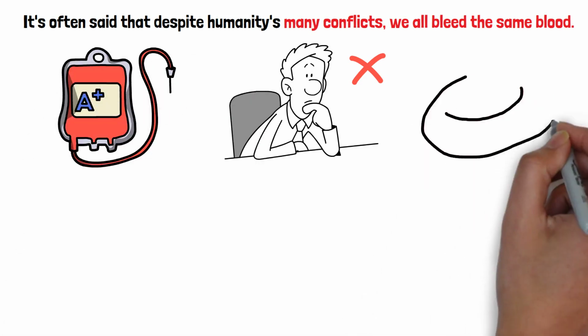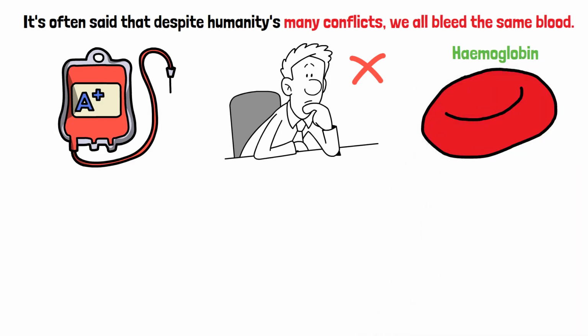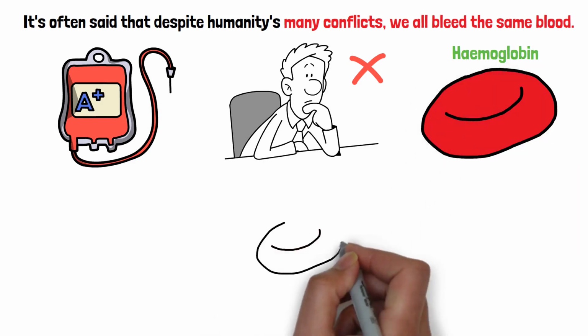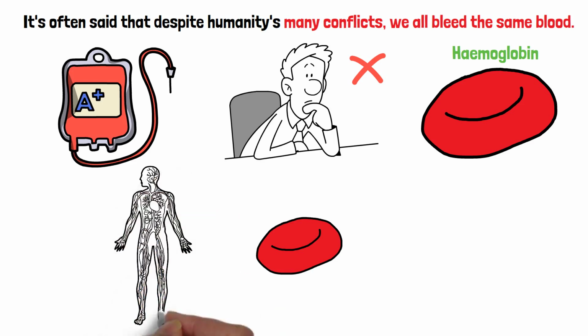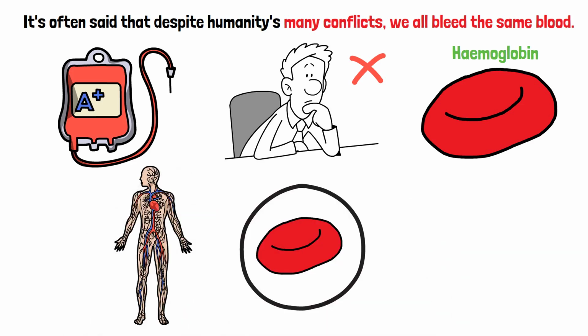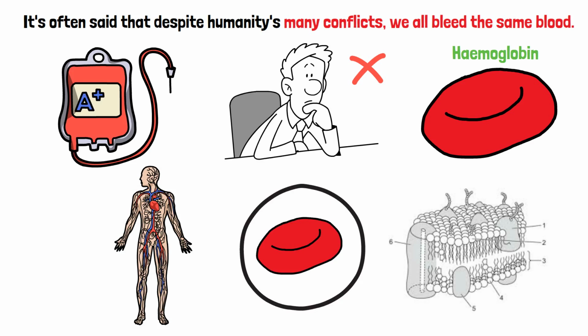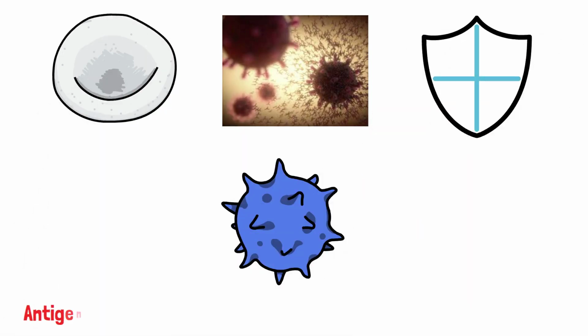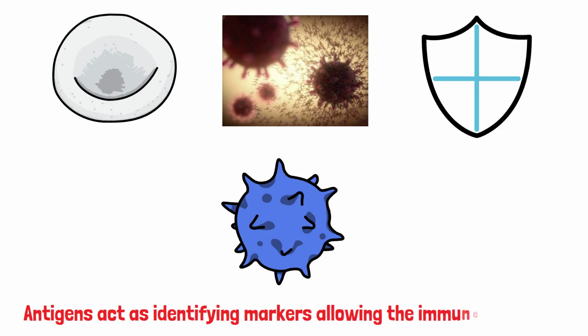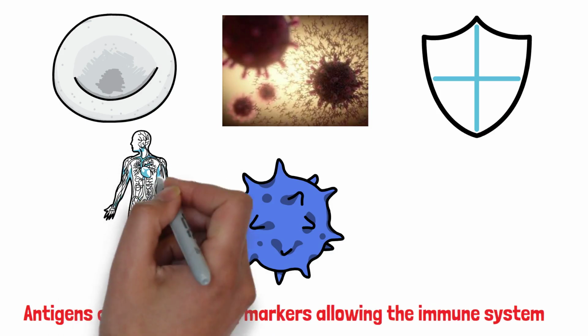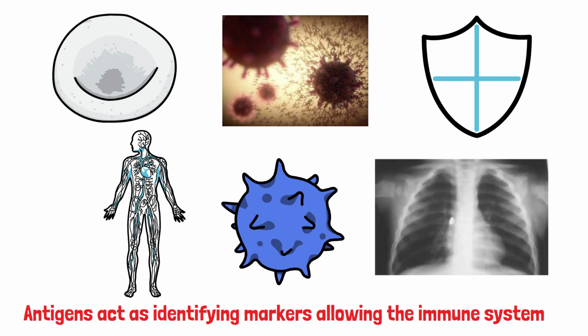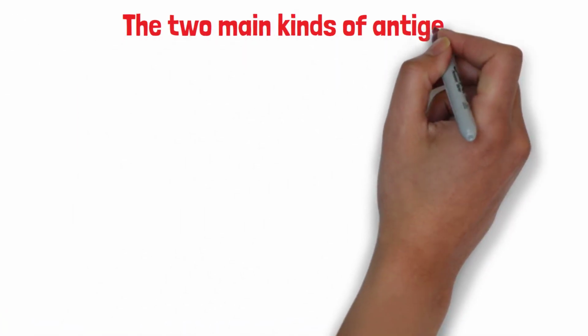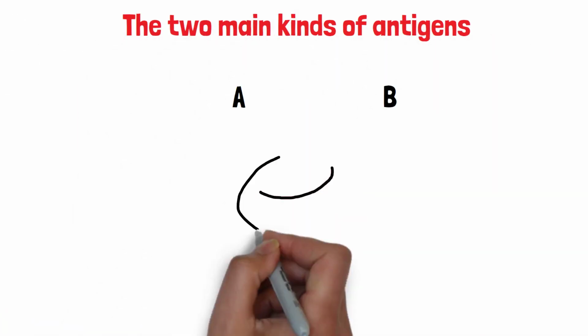Our red blood cells contain a protein called hemoglobin that binds to oxygen, enabling the cells to transport it throughout the body. But they also have another type of complex protein on the cell membrane surface. These proteins, known as antigens, interact with white blood cells, which are immune cells that protect against infection. Antigens act as identifying markers, allowing the immune system to recognize the body's own cells and avoid attacking them as foreign bodies. The two main kinds of antigens, A and B, determine your blood type.